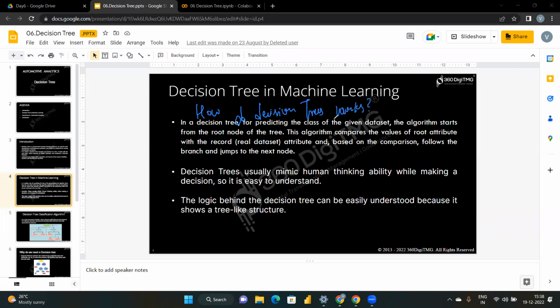How does it work? The decision of making strategic splits heavily affects a tree's accuracy. The decision tree criteria are different for classification and regression trees. Okay. So normally we have seen what is decision tree, what is the purpose of decision tree, what is the goal of decision tree, and so on, right? And next thing we have seen is this.